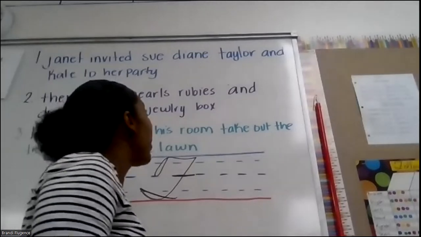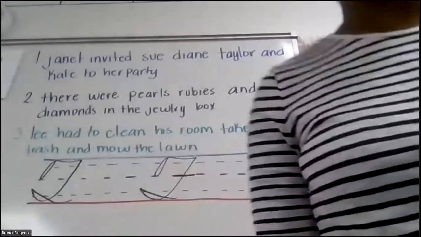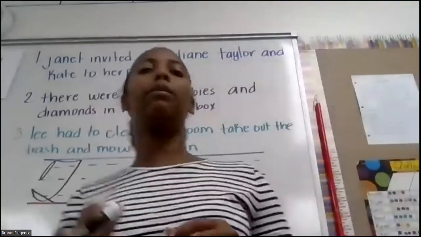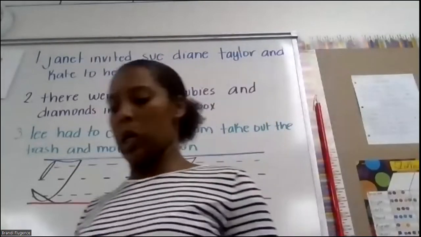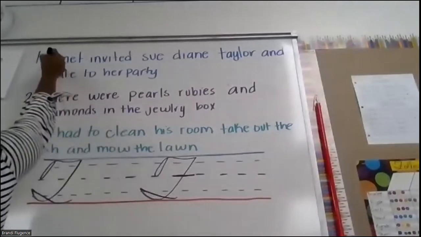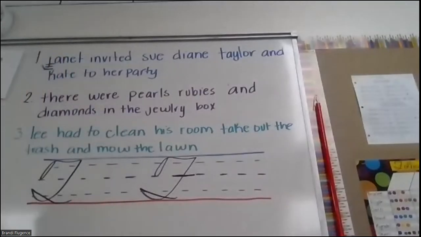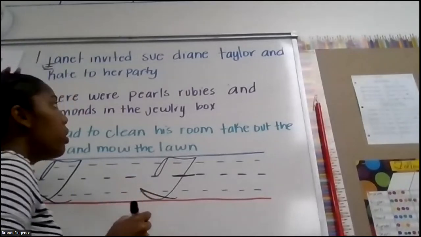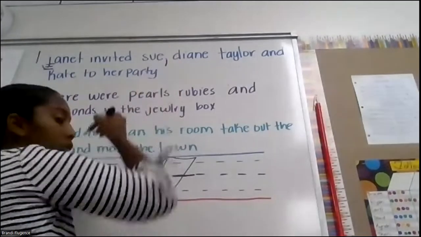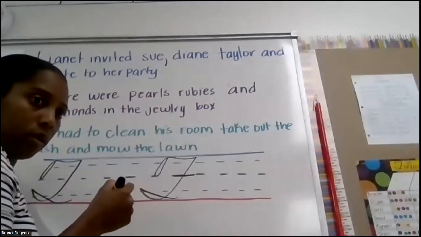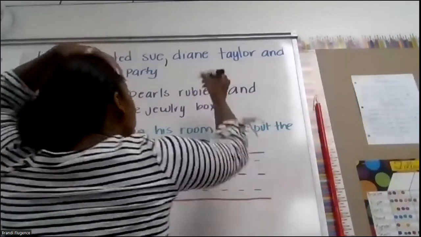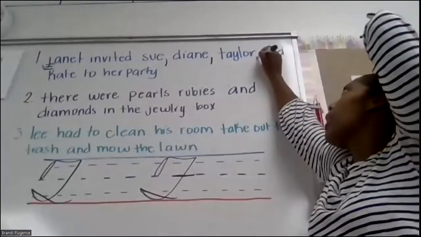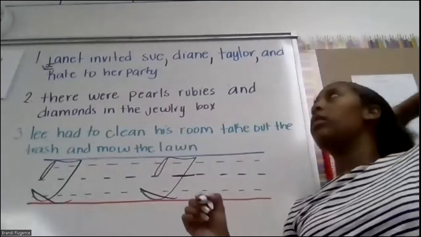Janet invited Sue, Diane, Taylor, and Kate to her party. There was a lot to do in this sentence, a lot. Okay, let's start with number 1. Go ahead. Capitalize first letter J in Janet. Put a comma by Sue. Comma by Diane. And Taylor. And Kate. That's it.